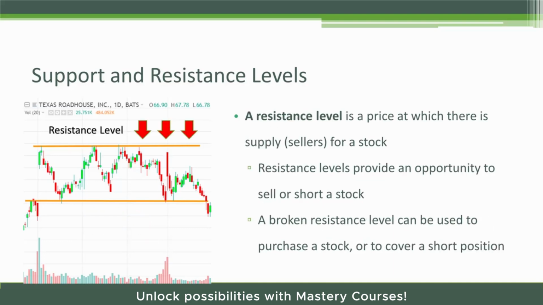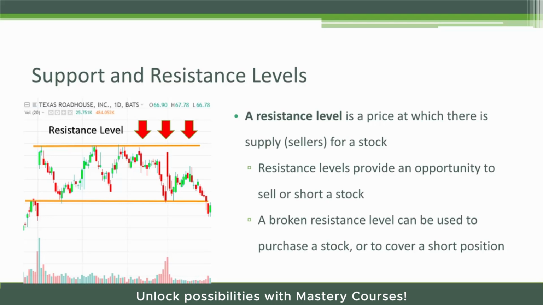So let's define resistance. Resistance is a price level where there is supply or sellers of a stock. Resistance can provide an opportunity to sell a stock short or to sell a long position that you're holding in the stock. As we just talked about a second ago, a broken resistance level, when a stock is moving up through resistance, can be used to purchase a stock, or if you're short a stock and it breaks through a resistance level, you can use that as a stop to cover your short position.